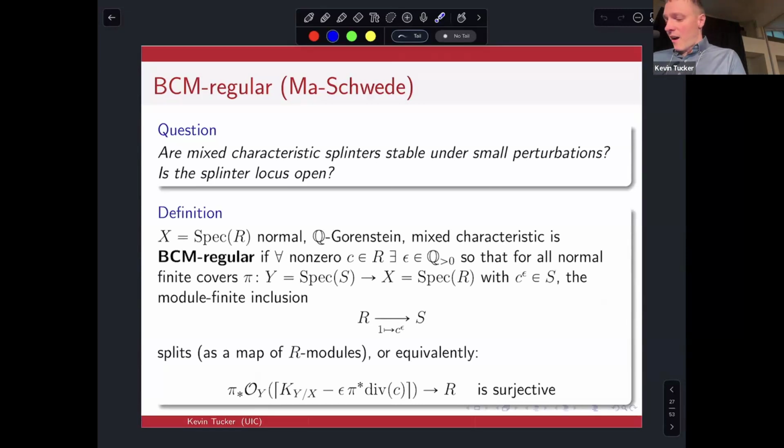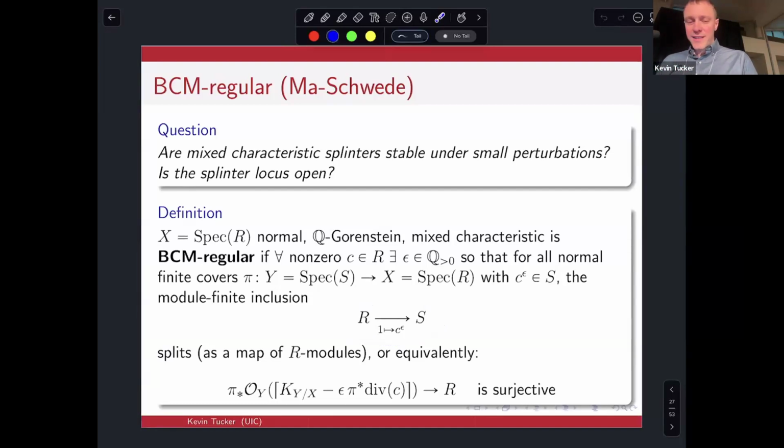BCM-regular singularities are what you get by taking splinters and forcing them to be perturbation friendly. So instead of just asking that for all finite covers R to S, the map splits, I want to ask that the map from 1 to a small perturbation, c to the epsilon, splits, for all c and some small epsilon depending on c. So again, this is just a small c perturbation of the splittings from R to S.